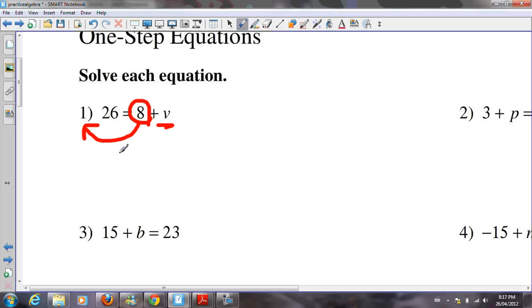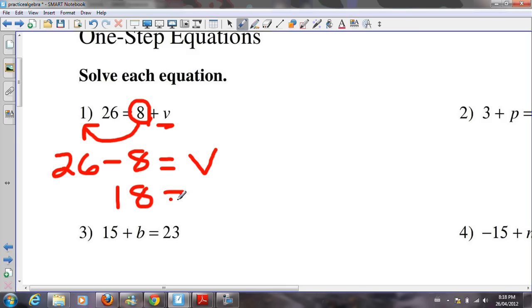when we move this positive 8 to the other side, we're going to still have 26, but we're going to end up with this positive 8 becoming take away 8. And don't forget, we still have this positive v left on this side, and I'm just going to leave it as v. Now when we go 26 take away 8, the final answer will be 18 for v. So that will be our final answer. So in ones like this, there's only one step to do. All you have to do is move this guy over to the other side and change the sign from a positive to a negative.